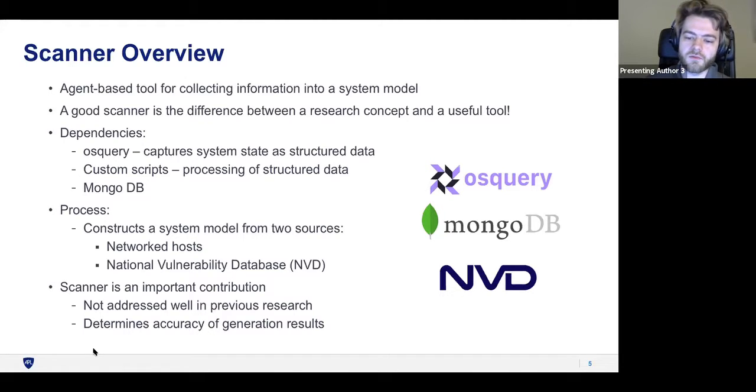So the scanner, again, it's a very important contribution. It's something that's absolutely needed to make the tool operational. And in the literature that we've previously seen regarding attack graph generation, even automated attack graph generation, the scanners are either more or less abstracted or not super well addressed. So we thought it was very important to emphasize that.